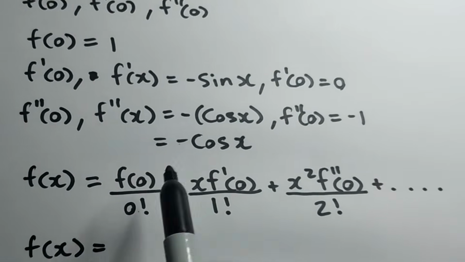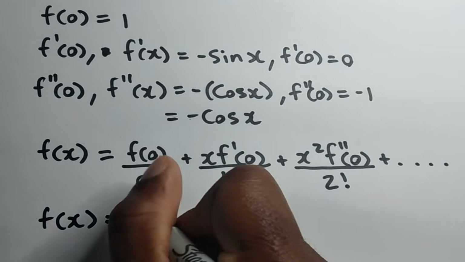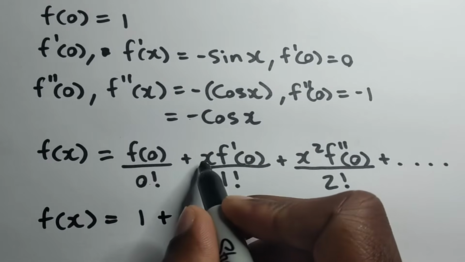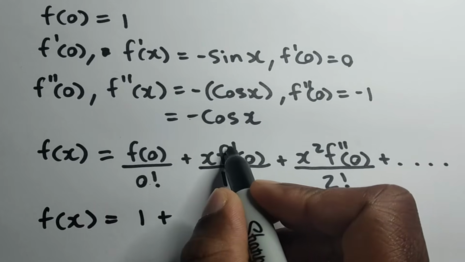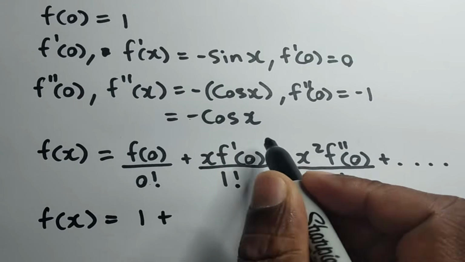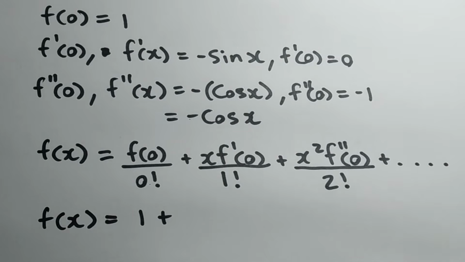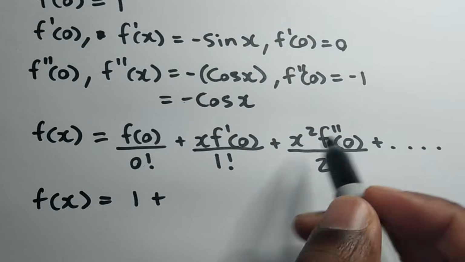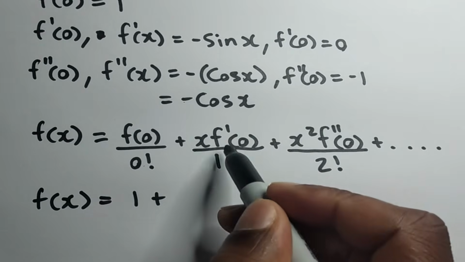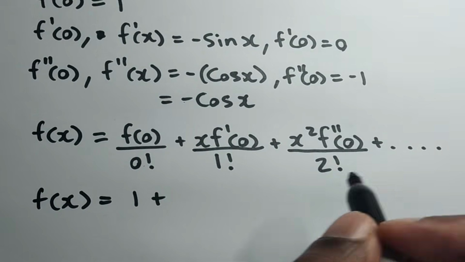What was the value that we got for f of 0? Our f of 0 was 1, so we have 1 over 0 factorial, which is 1. So 1 over 1 is 1 again. Now we'll have x times the result that we got when we substitute 0 into the first differential of f of x, and that result was 0. So 0 times x is the same thing as 0. So we don't even need to look at this 1 factorial here. So we end up with 0 over 1, and 0 divided by anything is 0.